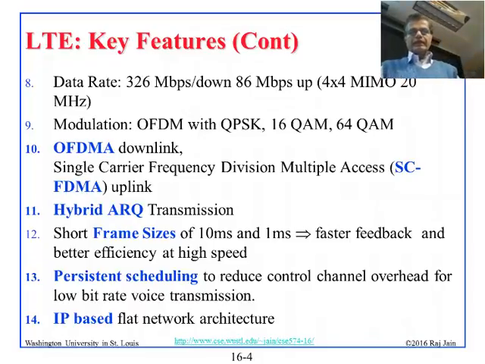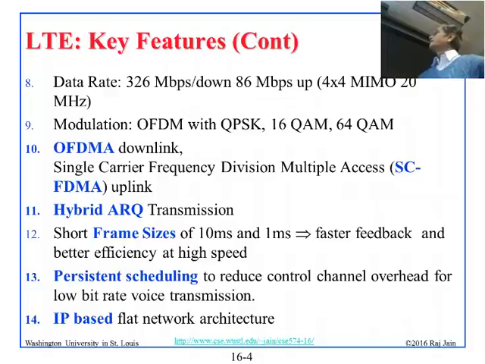So we are in LTE. We are talking about LTE features, new features. We already talked about 2 or 3 of these, but I will go back again. The data rate is 326 megabits down. That's quite a bit up from whatever we had in 3G. However, this is with 4x4 MIMO and 20 megahertz.